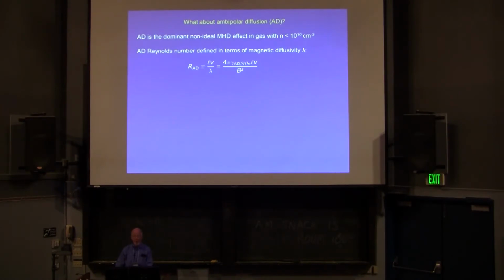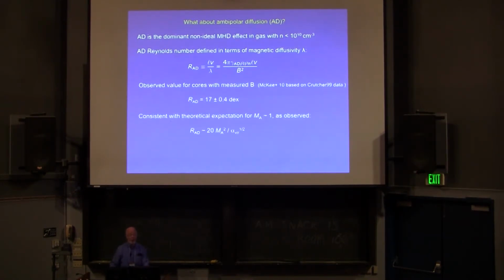So what about ambipolar diffusion? It is the dominant non-ideal MHD effect when your density is less than about 10 to the 10. You can define an ambipolar diffusion Reynolds number, which is kind of like a hydrodynamic Reynolds number, in which you divide LV by the magnetic diffusivity. Here gamma AD is the ambipolar diffusion coefficient. That's basically the product of the cross section and the relative velocity from ion-neutral collisions, and these are the densities of those. The observed value for cores with measured values of the magnetic field is about 17.